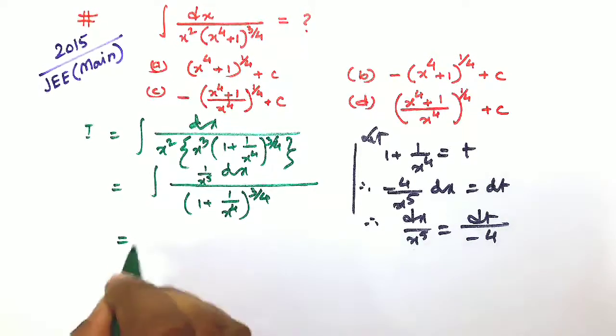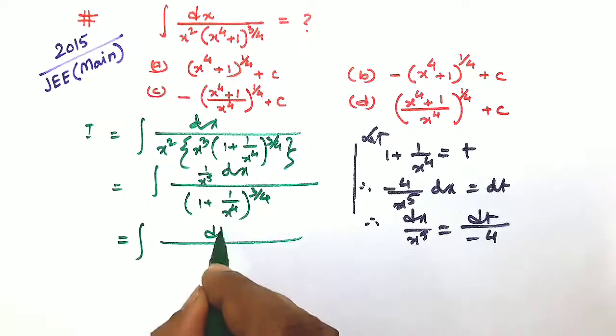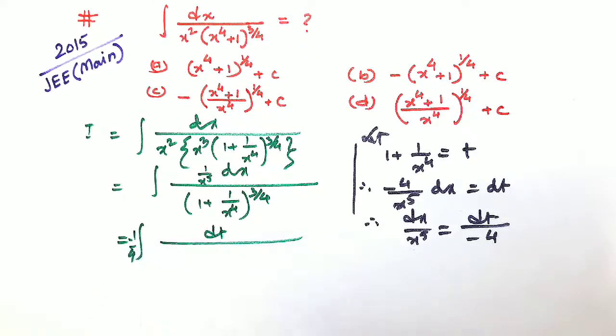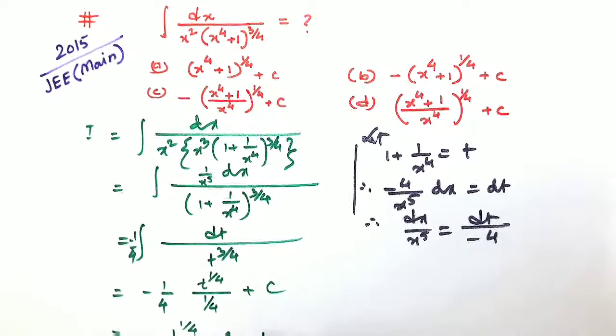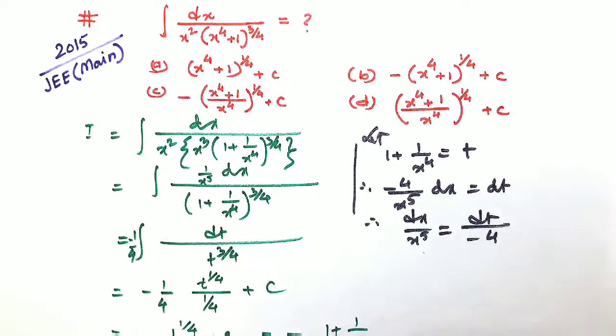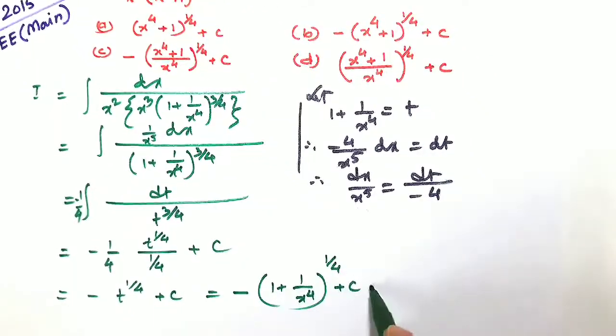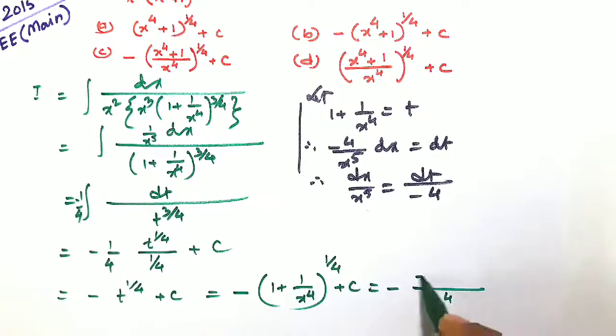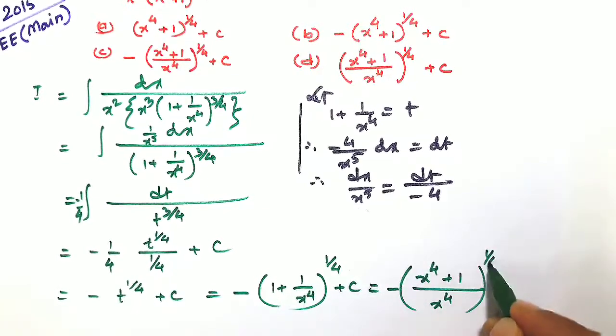So we have to now substitute in the integration. This one is dt upon minus 4, so outside minus 1 by 4, and 1 plus 1 by x to the power 4 is equal to t to the power 3 upon 4. So minus 1 by 4 and integration dt divided by t to the power 3 by 4 is t to the power 1/4 divided by 1/4 plus c. This 1/4 is cancelled, minus t to the power 1/4 plus c, where t is equal to 1 plus 1 by x to the power 4 whole to the power 1/4 plus c. So make an LCM here, and it will be minus x to the power 4 plus 1 whole power 1/4 plus c.